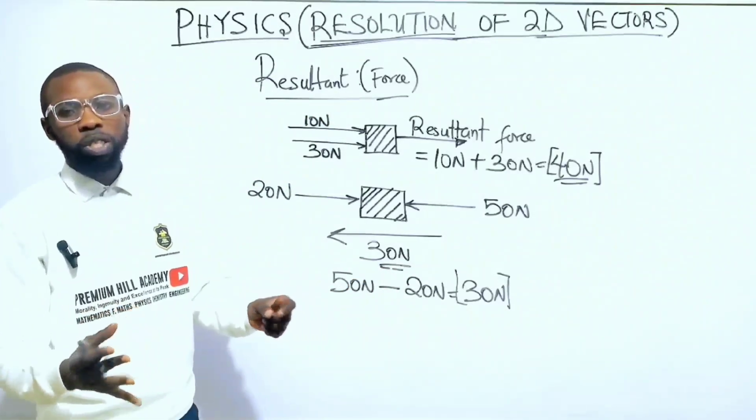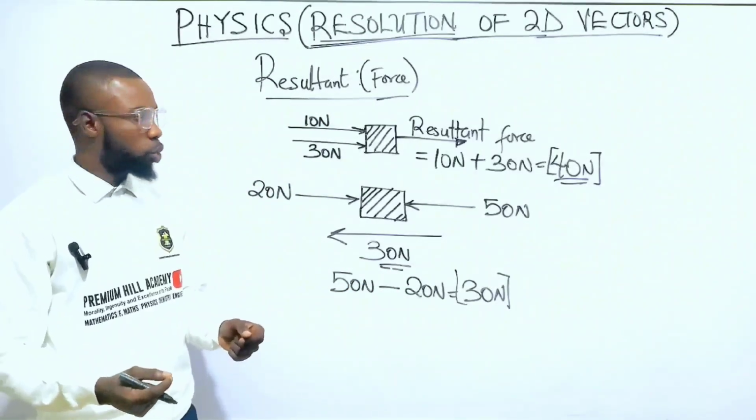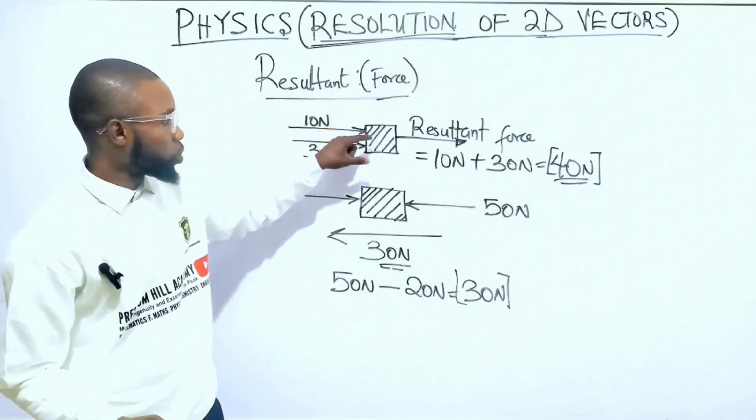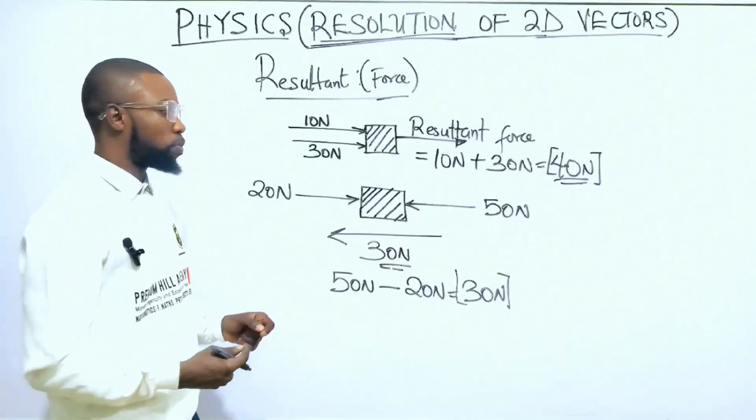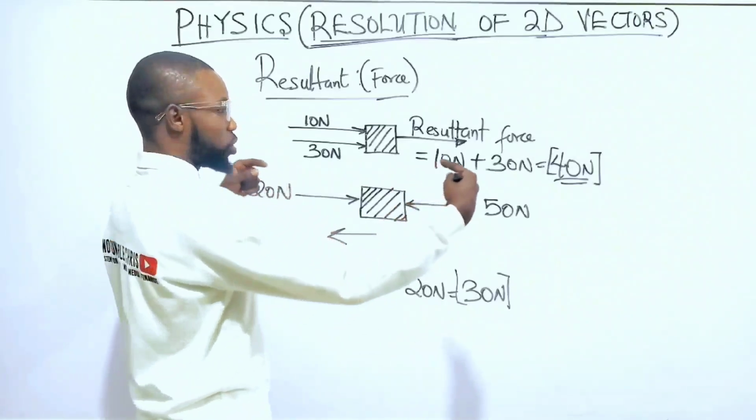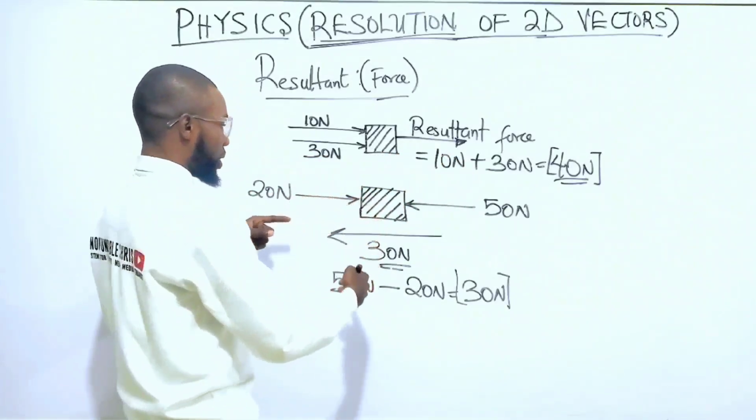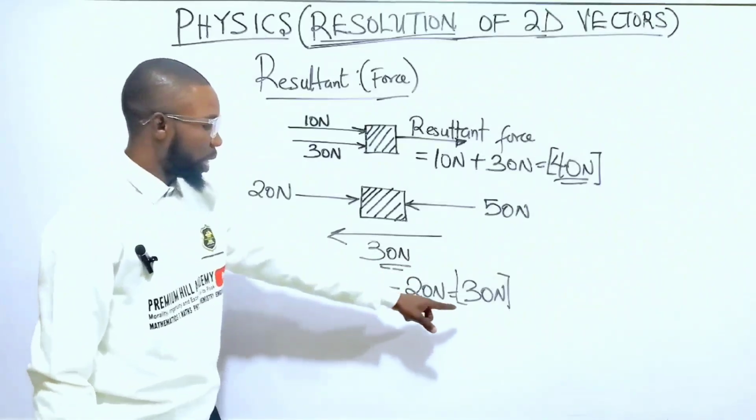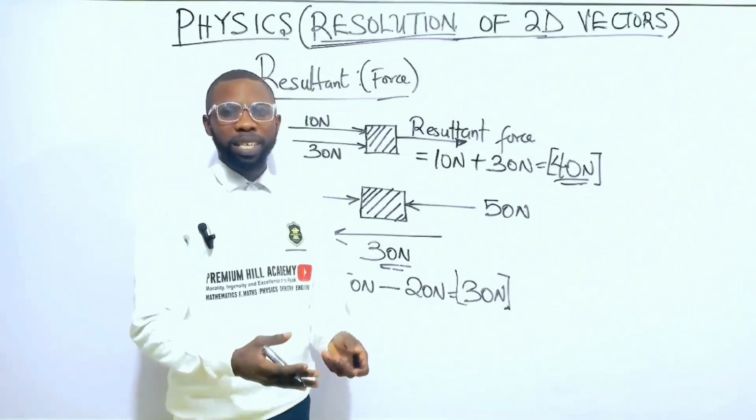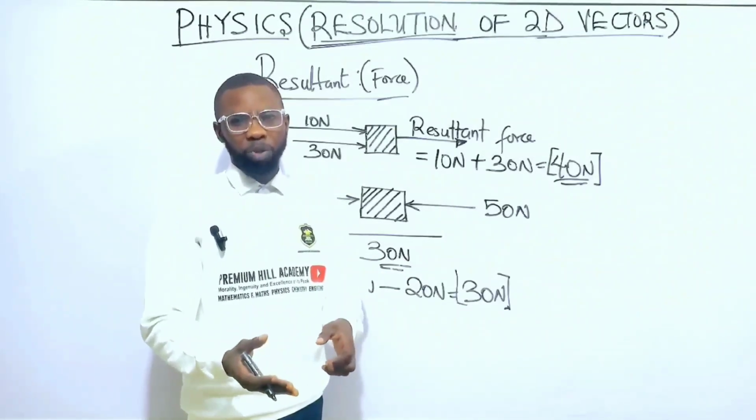Right, so there are two scenarios I'm showing you now. The first scenario is where both forces are acting in the same direction on the body, and we have a single resultant force. The second scenario is when both forces are acting opposite each other, and then the resultant force gives us 30 Newton. So let's look at a case where they are acting perpendicular to each other.